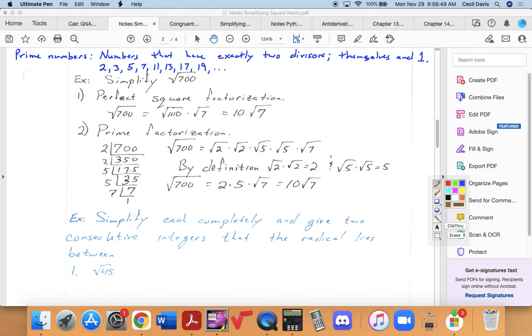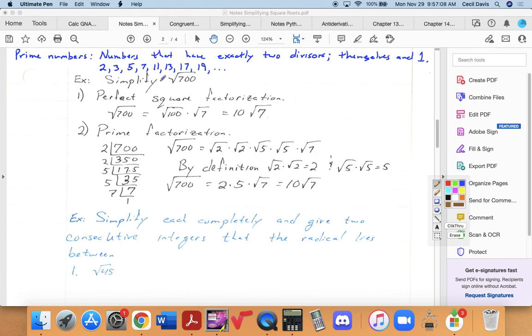Notice I didn't include 1. 1 is not a prime number because it has to have two different divisors, itself and 1. 1's only divisor is itself. Okay? It doesn't have two divisors. So, how does prime factorization work?